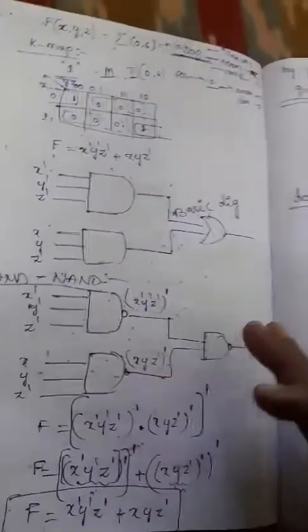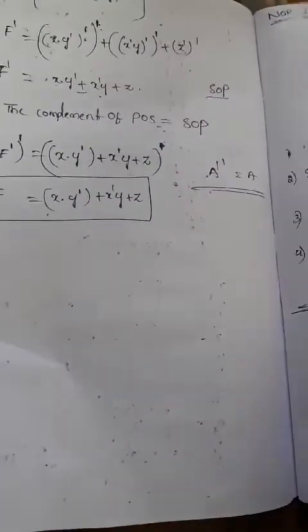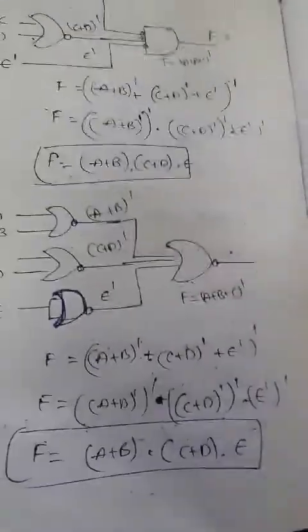Okay, so the same procedure we follow in NAND implementation for the K-map, we will follow here too, but in place of NAND gates we will take NOR gates. Okay, so this is the NAND and NOR implementation. So now we'll go for the next topic, that is don't care conditions.